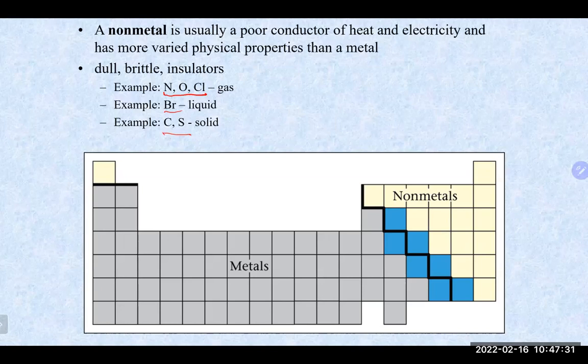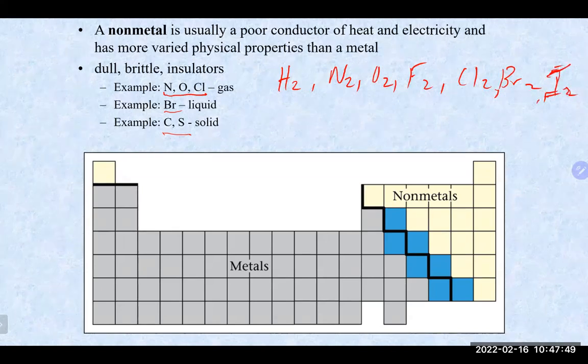Also, a lot of nonmetals, if you remember, are diatomic molecules, which are elements like H2, N2, O2, F2, Cl2, Br2, and I2, right? So those were our elements that are also diatomic molecules. A lot of those come naturally like that. And that's pretty much here and down that row right there.